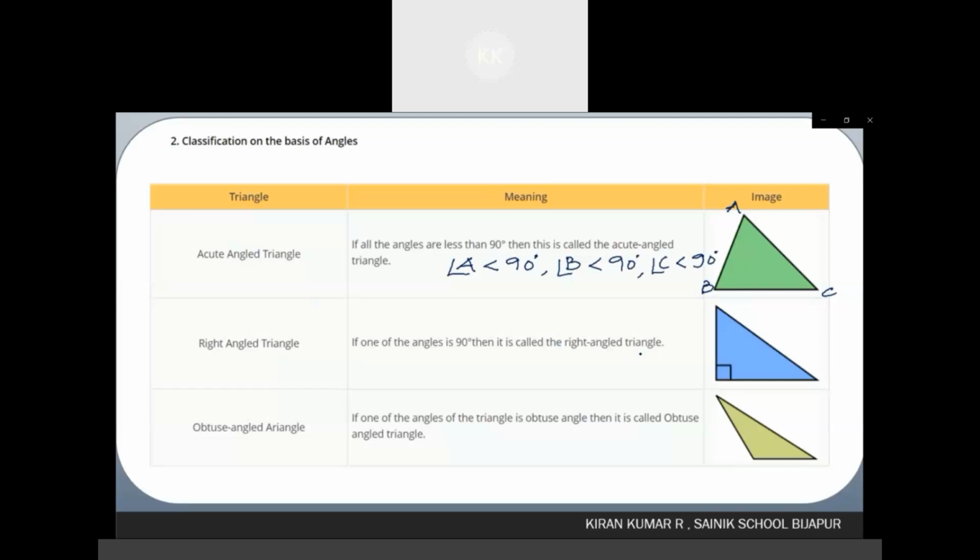Next we have the right angled triangle. If I name the triangle as MNO, in this triangle we have angle MNO equal to 90 degrees. If one of the angles of a triangle is 90 degrees, then it is a right angled triangle.